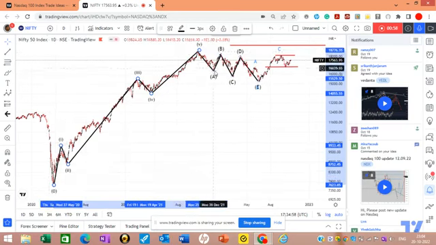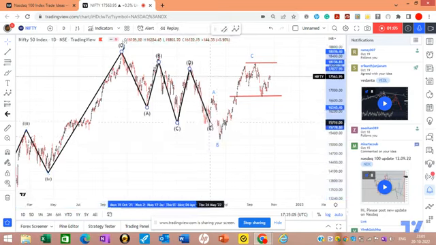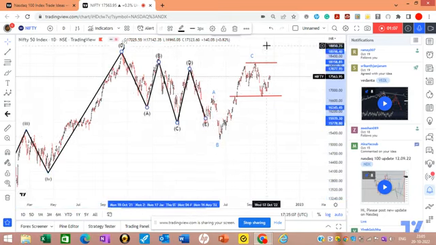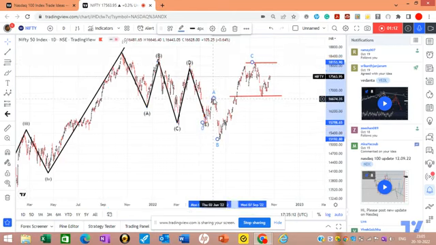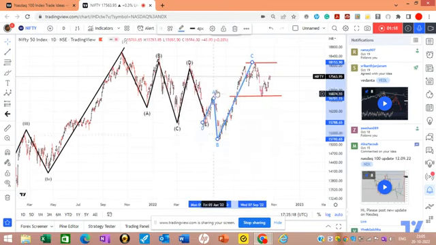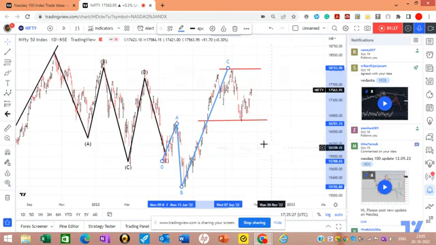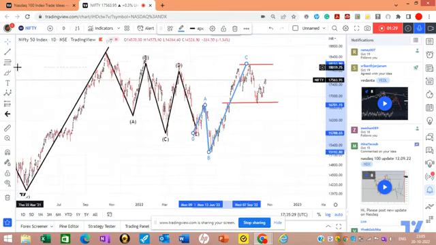And then I had marked this as a leading diagonal pattern A, B, C, D, E, sorry, this is E, and this is A, B, C, and I had marked this as an expanded flat correction, 3, 3, and 5, and I was expecting a decline 1, 2, 3, 4, and 5. I was expecting a decline in form of a third wave.